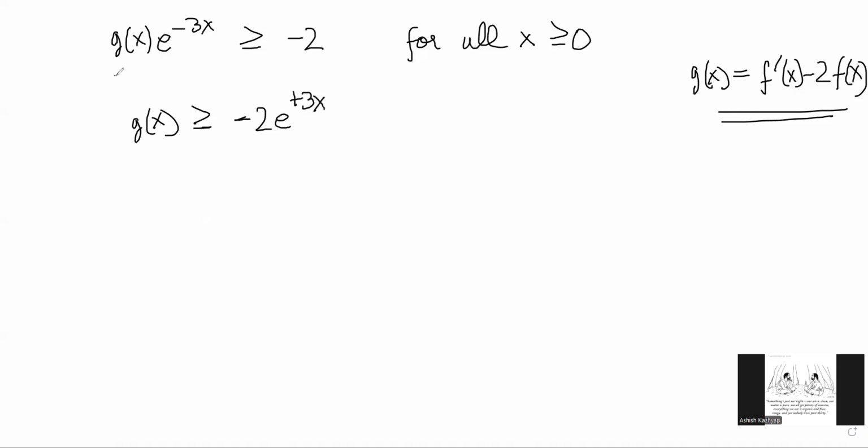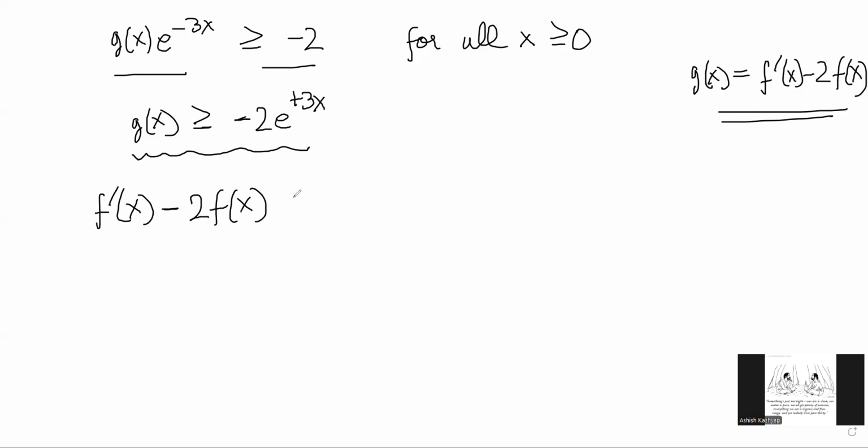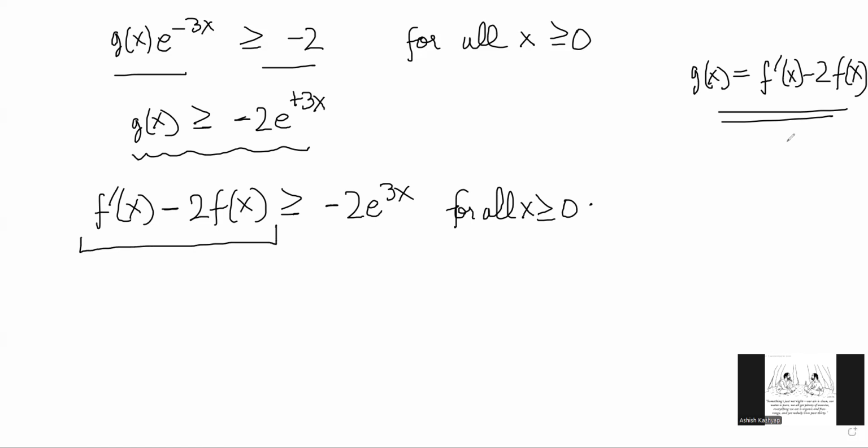I have multiplied both sides of this inequality by e power 3x. I get this relation. And now I can write it as f dash x minus 2 times f of x is greater than or equal to minus 2 e power 3x for all x greater than or equal to 0. Why? I'm putting instead of g of x, its original meaning, right?